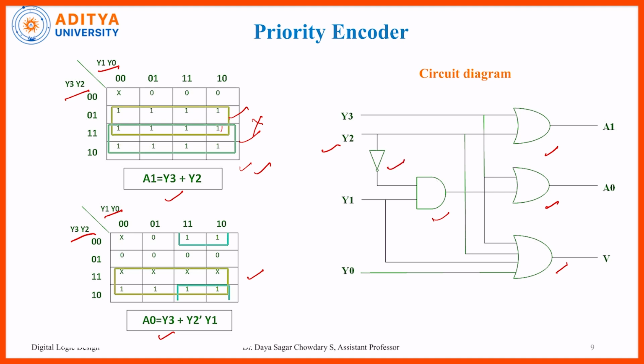We call this circuit an AOI circuit. That means this circuit contains AND gates, OR gate and inverter. Or else we can also follow the sequence: inverters are used first, AND gates second, and OR gates third. That means we call this level 1, this level 2, and this level 3. That means IAO circuits can also be defined with the help of this priority encoder.